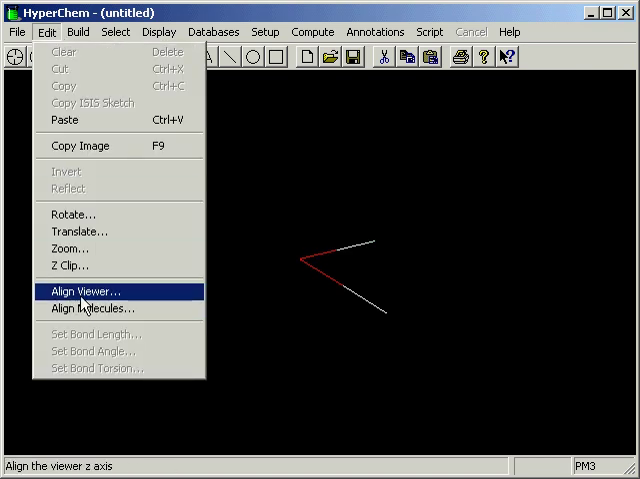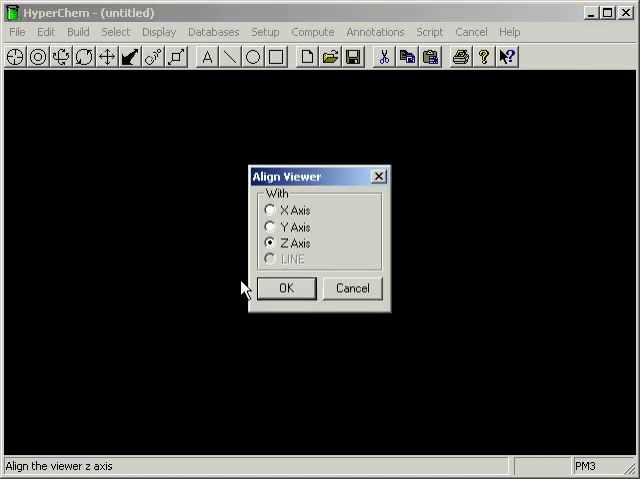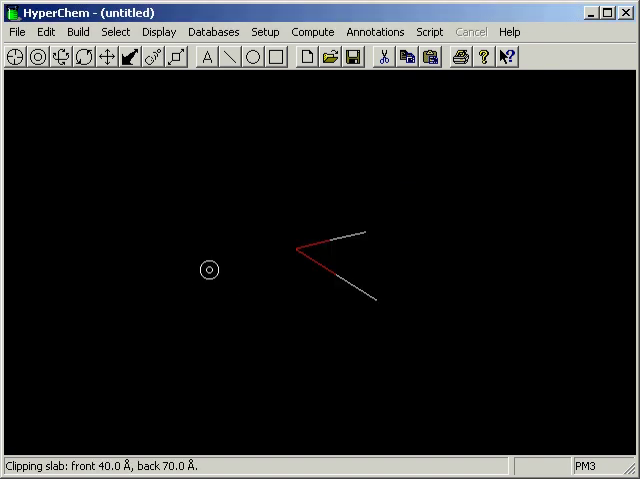This menu item, align viewer, is an important one to try and put the viewer into a standard orientation so you can understand where the molecule is. And in particular, if you align along the z-axis, then the molecular coordinate system has the x-axis going horizontally with positive x to the right, the y-axis going vertically with positive y to the top, and the z-axis in and out of the plane of the screen, with the positive z-axis pointing towards you, the viewer. This is when the viewer is aligned.